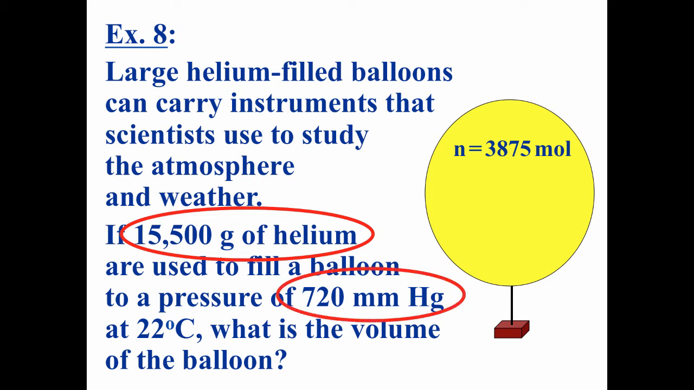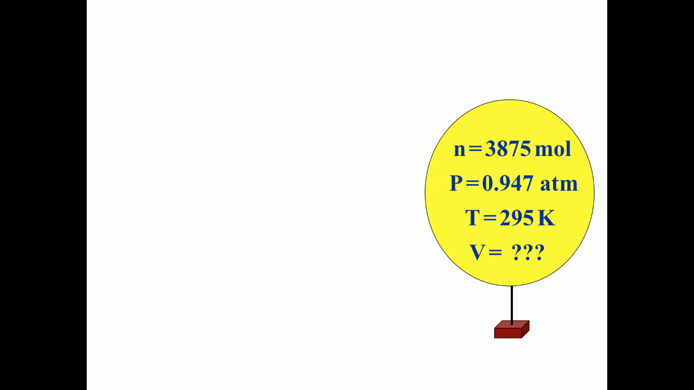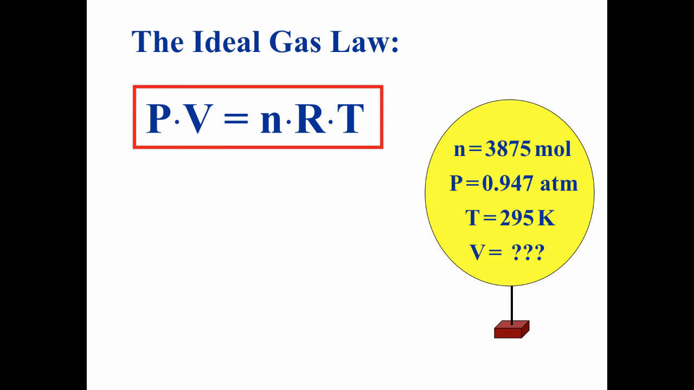We know the pressure of the helium, and just as a note, there are 760 millimeters of mercury in one atmosphere, so we can convert the 720 millimeters of mercury into atmospheres, and it's 0.947 atmospheres, and we want atmospheres because that's the units that R is in. And then the temperature, of course, needs to be converted to Kelvin. 22 degrees Celsius plus 273 gives us 295 Kelvin. And the volume is the only one of the four quantities or variables we don't know, so we can solve for V using the ideal gas law.